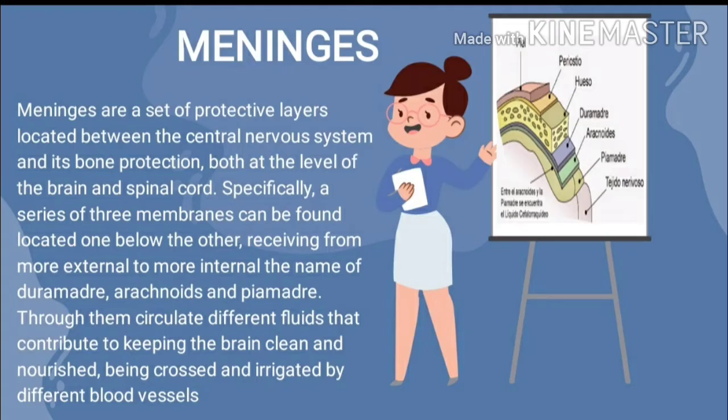Meninges are a set of protective layers located between the central nervous system and its bone protection, both at the level of the brain and spinal cord. Specifically, a series of three membranes can be found, one below the other, receiving from most external to internal the names of dura mater, arachnoid, and pia mater.